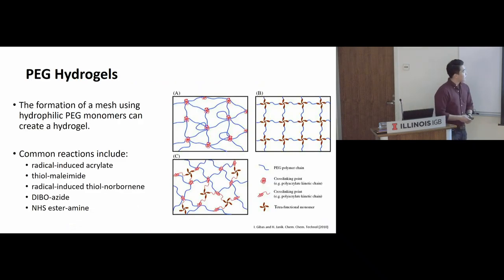So how do we create PEG hydrogels? Hydrogels are basically created by creating some sort of mesh using these monomers. As you can see here, this is called a chain growth reaction. You have your PEG polymer chains, and it will create cross-linking between the different monomers. Each line is a monomer, basically. As it forms this cross-linking, it will create a mesh. And since the molecule itself is hydrophilic, when you add some water to it, it will be a hydrogel.